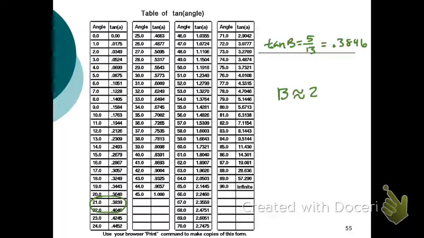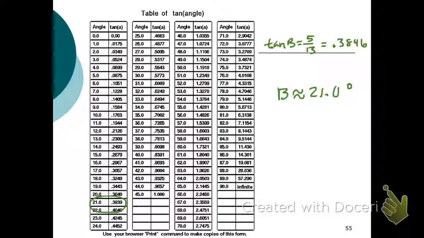And then you can look and see, where do you see 0.3846 on the table? It looks like it's really close to about 21 degrees. So you would say that the angle that has a tangent of 0.3846 is 21 degrees. And I say approximate because it is not exactly that, it's probably 21.0357, something like that. But angle B is approximately 21 degrees. So given a ratio, you can find the angle.